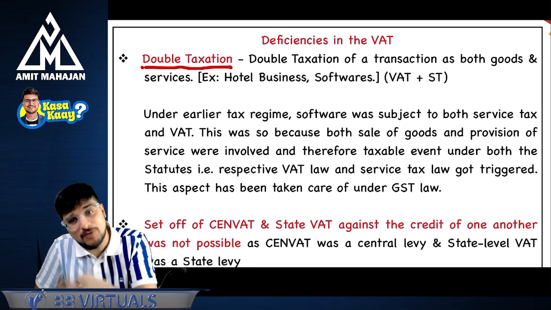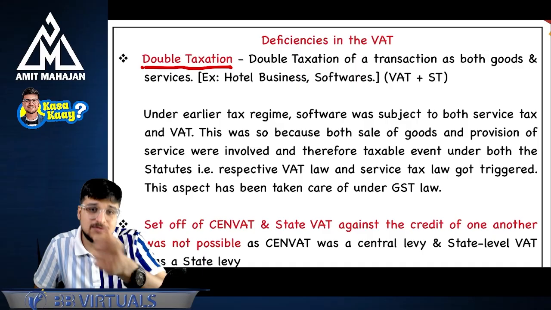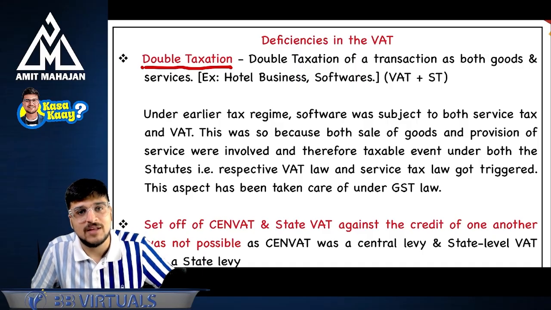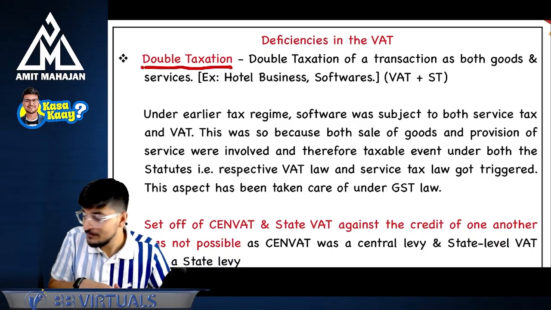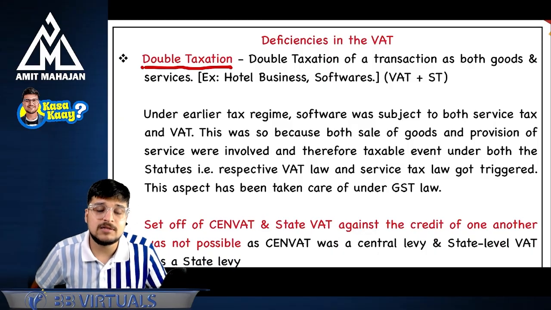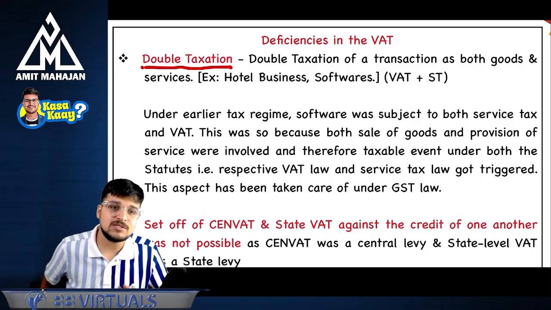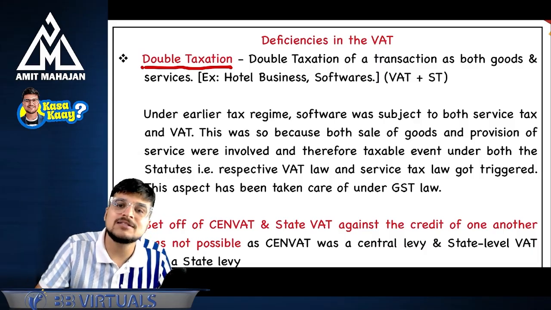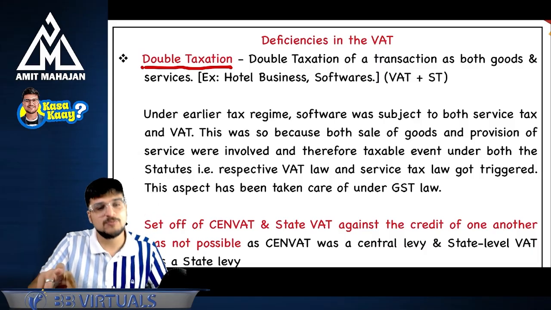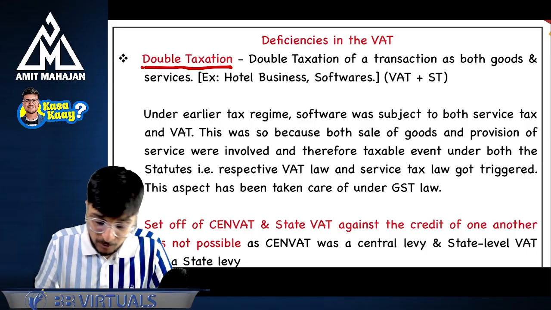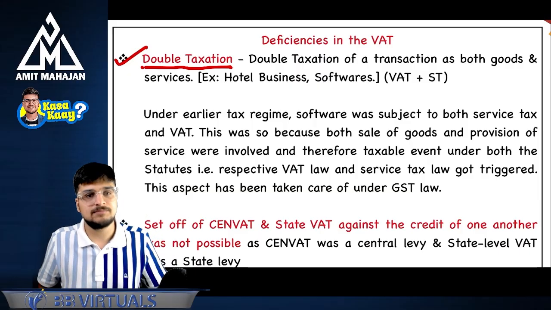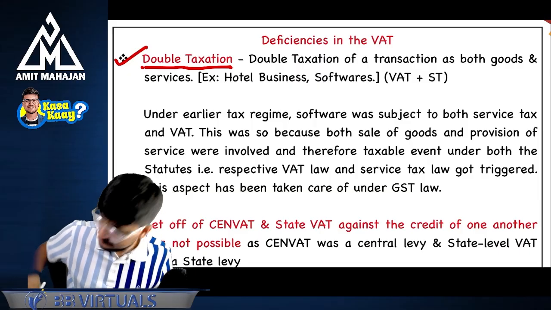And that's why VAT was also getting charged and service tax was also getting charged. Because pen drive is getting sold, that's why goods are getting sold. And of course, service is also getting provided, because main point is what? Main point is software. And that's why both the taxes were getting applicable. And this was leading to double taxation. Are you understanding?